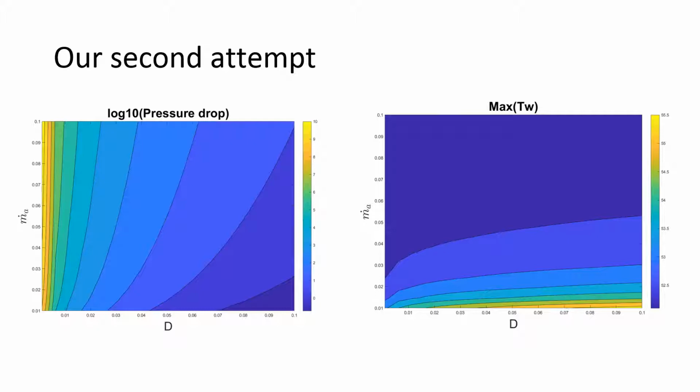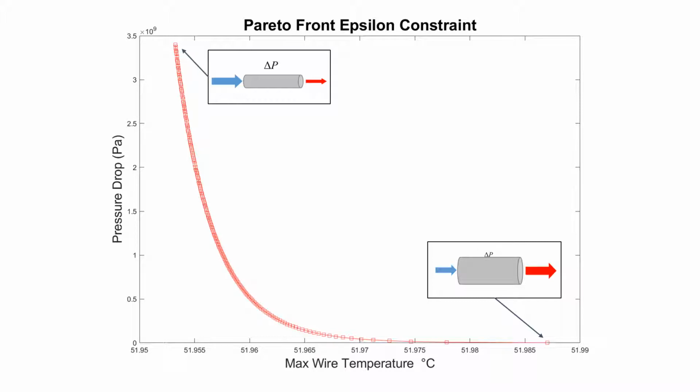The pressure drop is minimized at a large diameter and a low mass flow rate, whereas the temperature at the end of the wire is minimized with a small diameter and a large mass flow rate. Based on this, our Pareto frontier is expected to be a curve that goes from the top left corner to the bottom right corner. The optimization method that we chose to use for our problem was the epsilon constraint method.